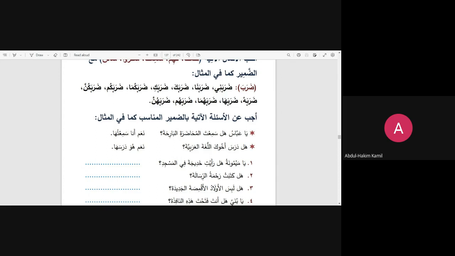طيب. It says أجب عن الأسئلة الآتية. Answer the following questions بالضمير المناسب, with the correct pronoun. This exercise here is conjugating the verb and using the pronoun. It's a multi-purpose exercise. طيب. So I'm going to ask each one of you 3 in a row.